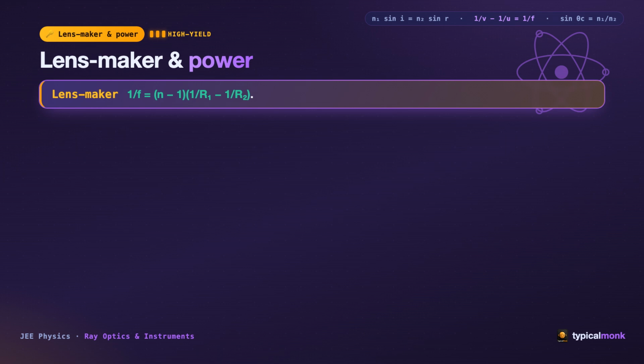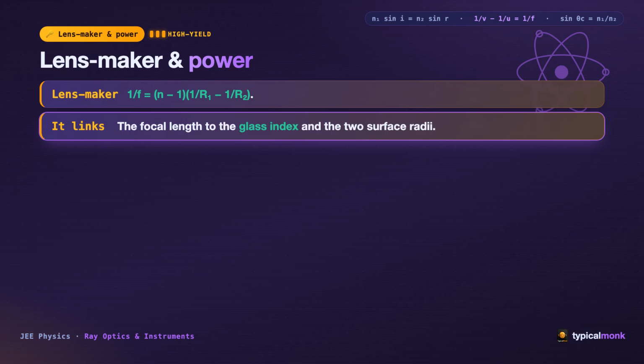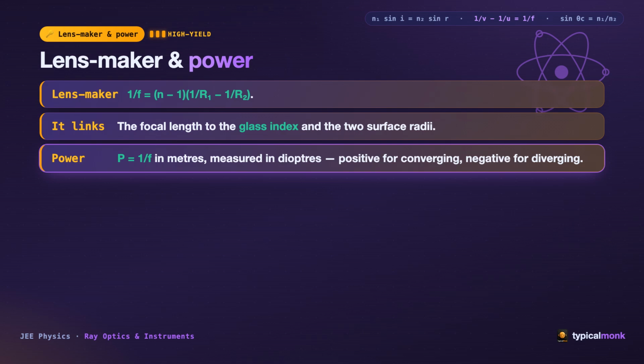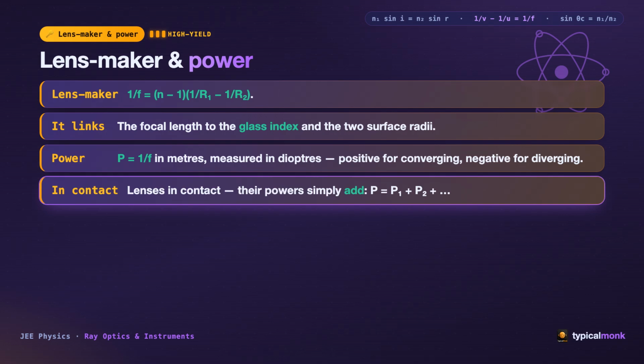Now the equation that designs a lens and its power. The lens maker's equation. 1/f = (n - 1)(1/R1 - 1/R2). It links the focal length to the glass index and to the two surface radii. Power. P = 1/f with f in meters. It is measured in dioptres. Positive for a converging lens, negative for a diverging one. In contact.